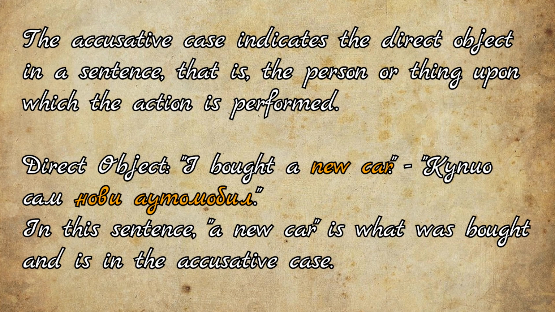The accusative case indicates the direct object in a sentence, that is, the person or thing upon which the action is performed. Direct object, I bought a new car. Kupio sam novi automobil. In this sentence, a new car is what was bought and is in the accusative case.